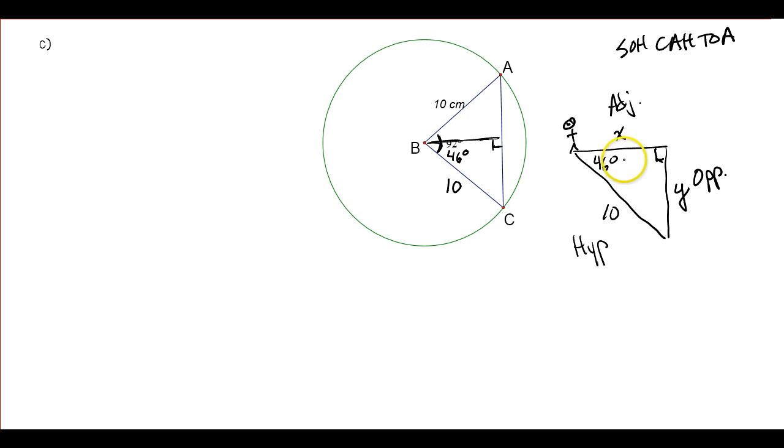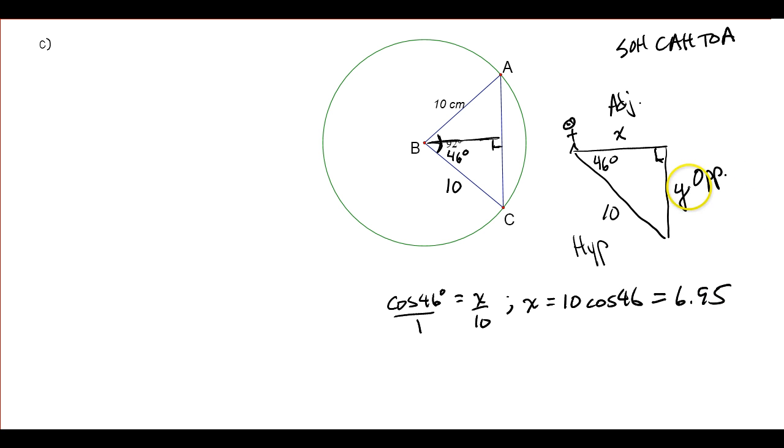So let's first talk about x. That's the adjacent side. We know the hypotenuse, so that's cosine. So I've got the cosine of 46 degrees is equal to x over 10. So I'm going to put that over 1 and cross multiply. I get x is equal to 10 cosine 46, which is about 6.95.